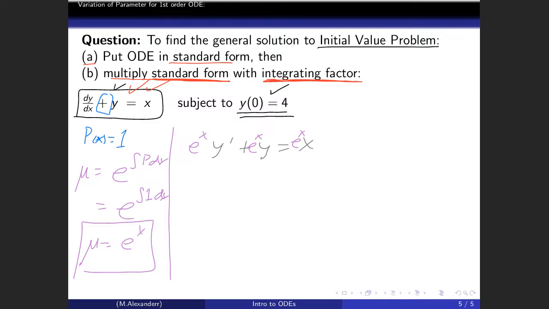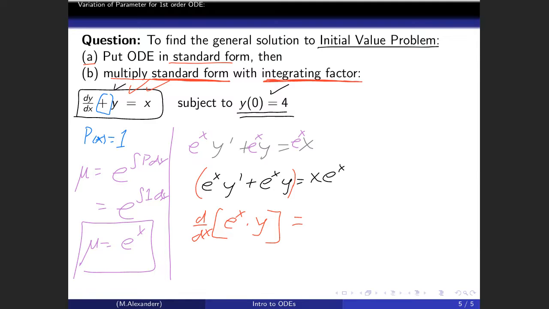And so when we do that, let me rewrite this just one more time. So this is e to the x y prime plus e to the x y is equal to x e to the x. So when we follow step A and step B, we now have to recognize that this thing on the left side, in the red parentheses, is equal to the derivative of the integrating factor, which is e to the x, multiplied by the function y. It will always be the case. That is the method. And then on the right side, you just copy and paste the right side.